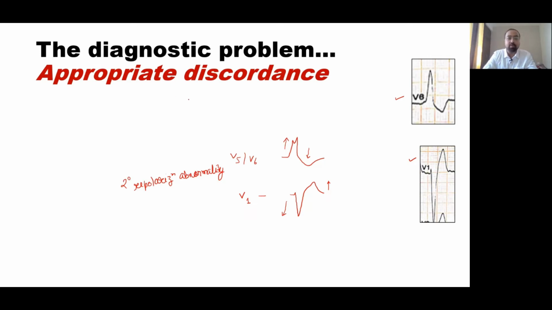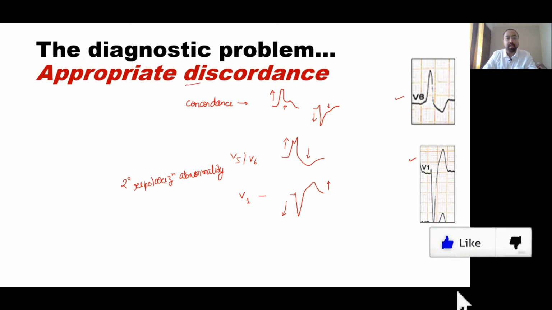In addition to the term discordance, we should also know about a term known as concordance. Concordance is seen when the QRS complex and the ST segment go in the same direction. That is, there is a positive QRS complex and then there is an ST elevation. If there is a negative QRS complex, there is an ST depression. This situation is called concordance. But what we normally see is the appropriate discordance. That is, some amount of ST depression or ST elevation is normally present in patients with left bundle branch block, even in the absence of ischemia.